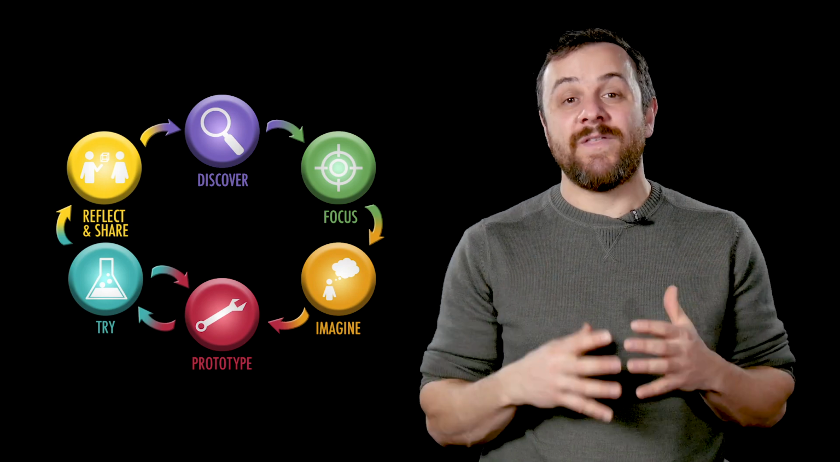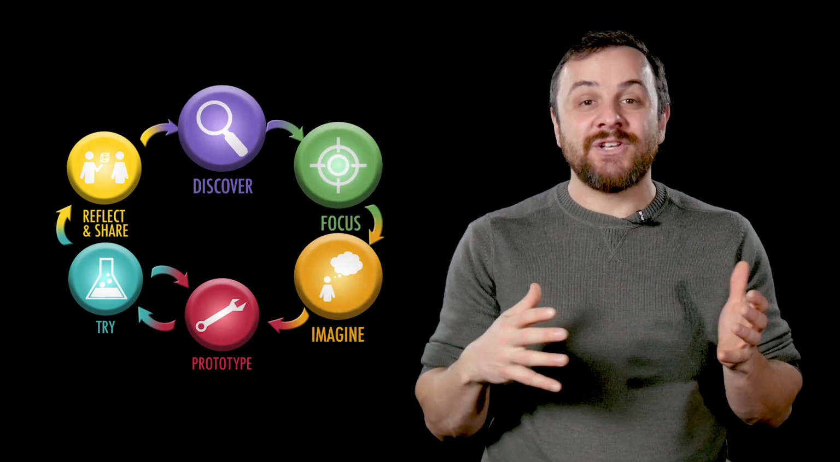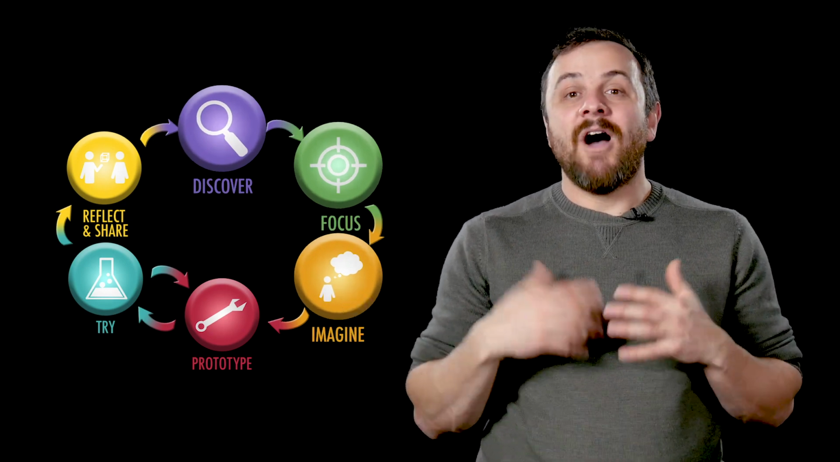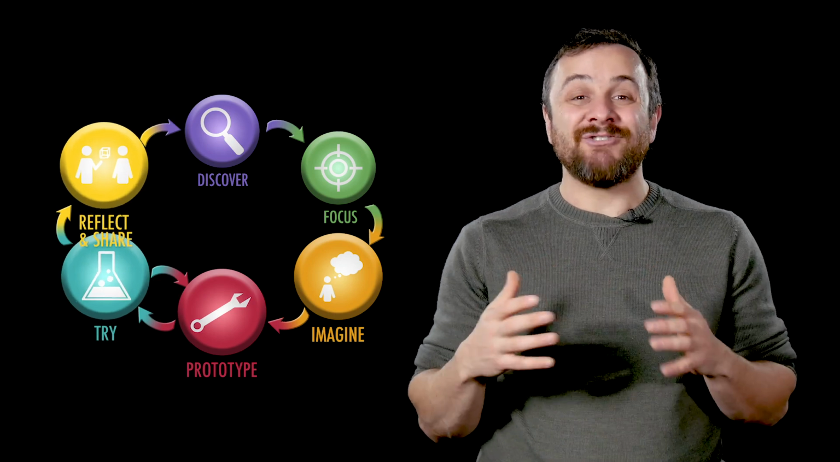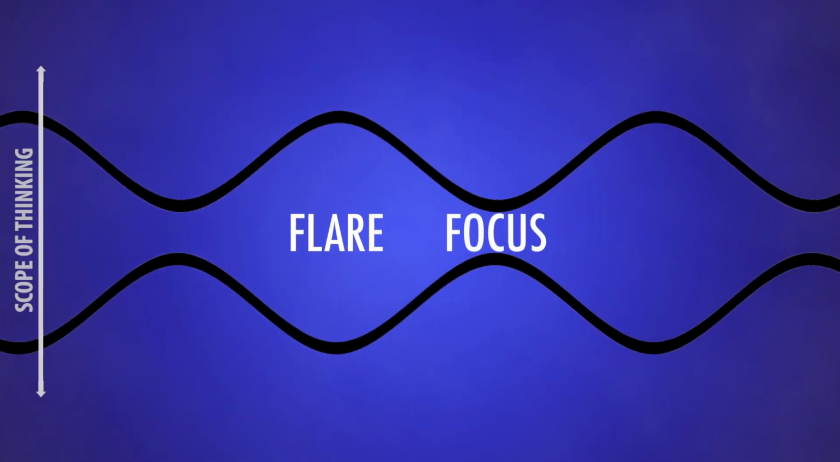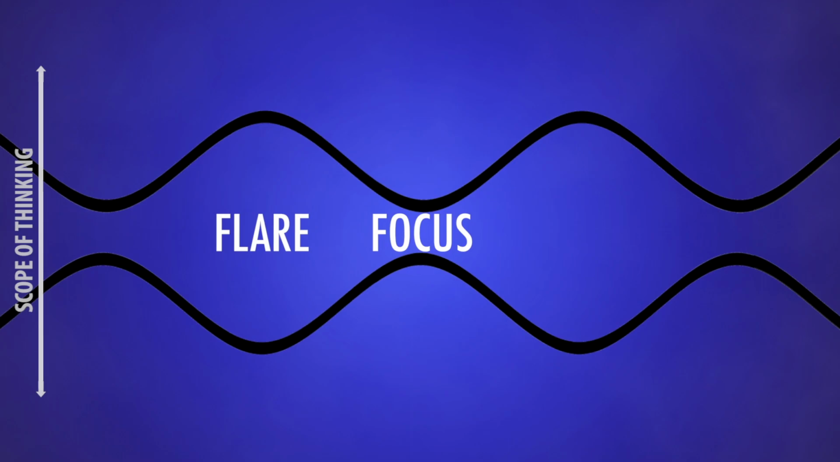We draw the design process as a cycle, but it really involves lots of cycles of iteration nested within a larger process. The early phases of the process, discover, focus, to some extent the beginning of imagine, they're all about problem finding, understanding what kinds of problems would be worth addressing. The later phases of the process, imagine, prototype, try, and reflect and share, are how designers iterate through different ideas to find effective solutions. Another useful way to think about design thinking is as alternating periods of flare and focus.